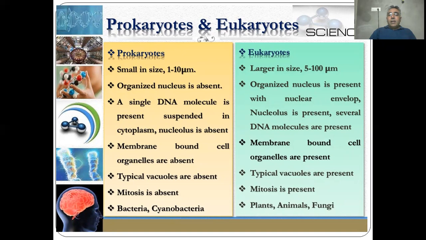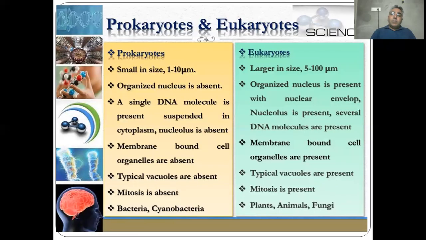Eukaryotes are larger in size, that is 5 to 100 micrometers. Organized nucleus is present with nuclear envelope. Several DNA molecules are present. Membrane bound cell organelles are also present. Typical vacuoles are present. Mitosis is present in eukaryotic cells. Examples are plant, animal and fungal cells. So after that, the nucleus we will take in the next class, and we will discuss the next topic. Thank you.